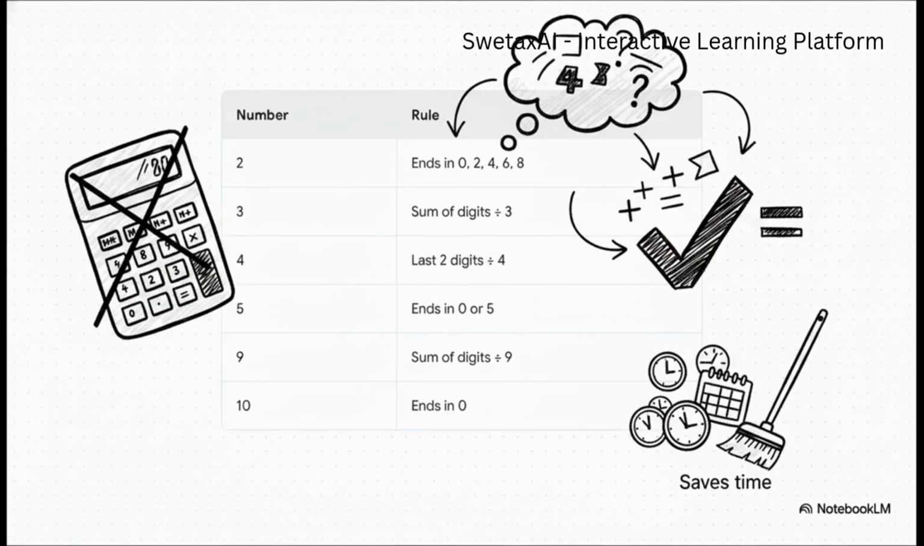But look at the rule for 9. Want to know if a crazy number like 7,263 is divisible by 9? No calculator needed, just add the digits up. 7 plus 2 plus 6 plus 3 equals 18, and since 18 is divisible by 9, that entire massive number is also divisible by 9. How cool is that? And it works the exact same way for 3. If the sum of the digits is divisible by 3, the whole shebang is divisible by 3. These little hacks are going to save you so much time.